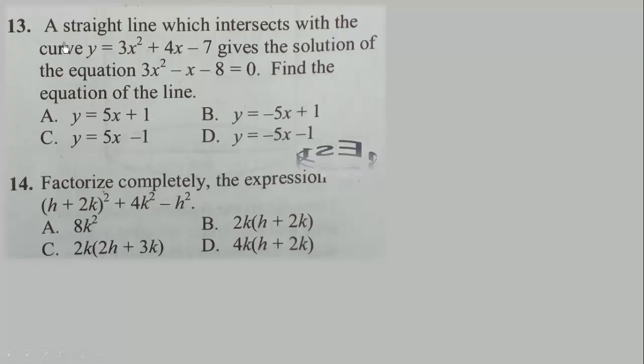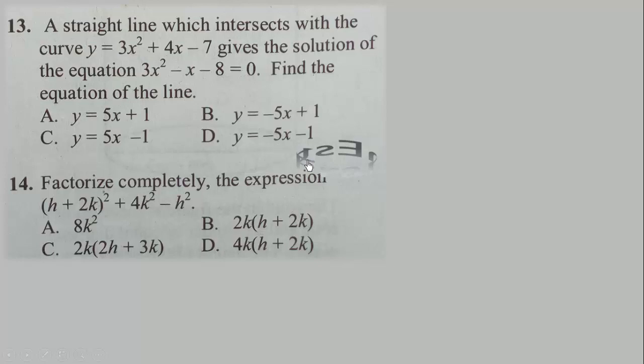So the correct answer is option C. Number 13. A straight line which intersects with a curve y equals 3x squared plus 4x minus 7 gives the solution of the equation 3x squared minus x minus 9 equals 0. Find the equation of the line.